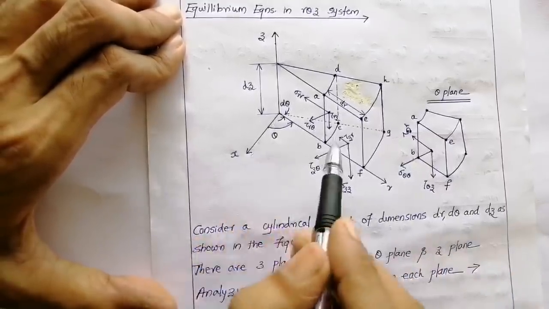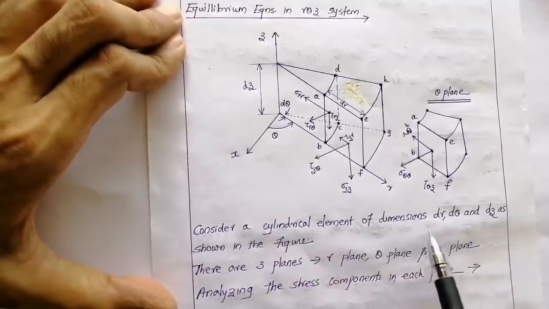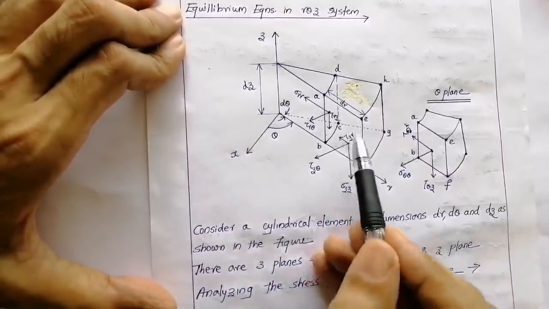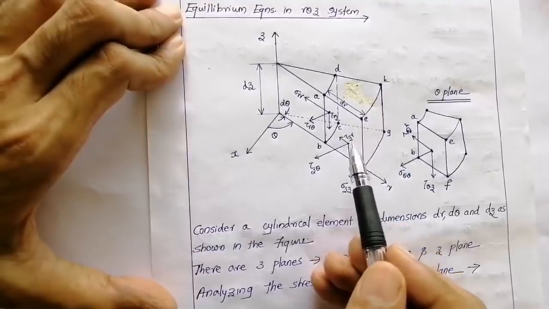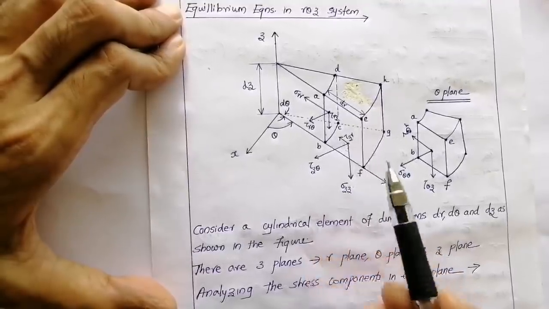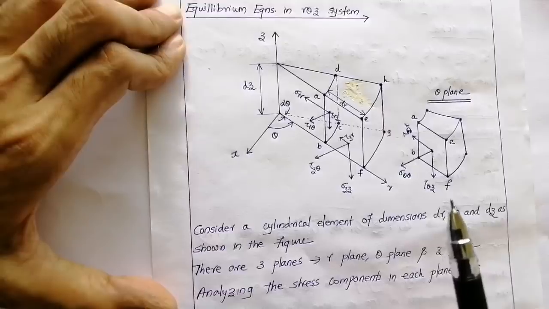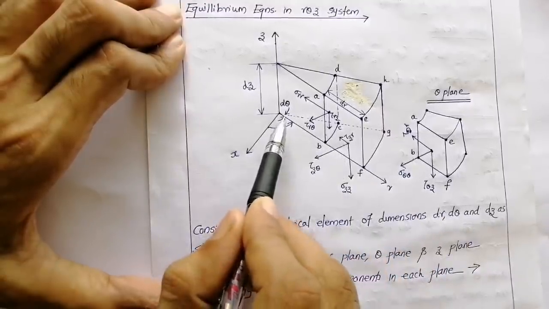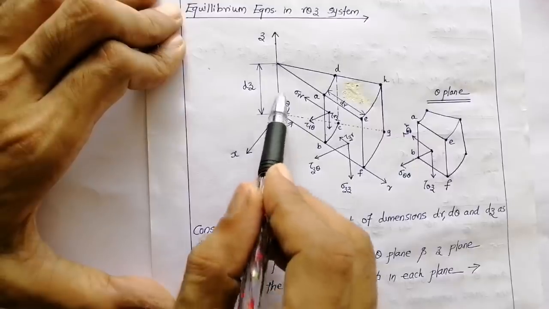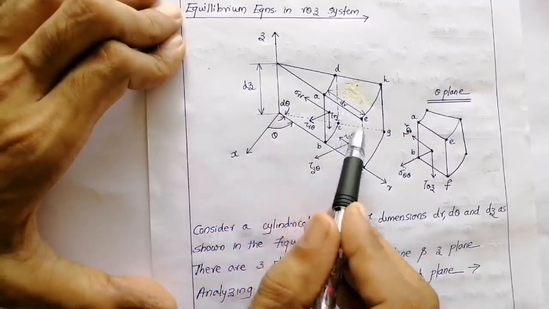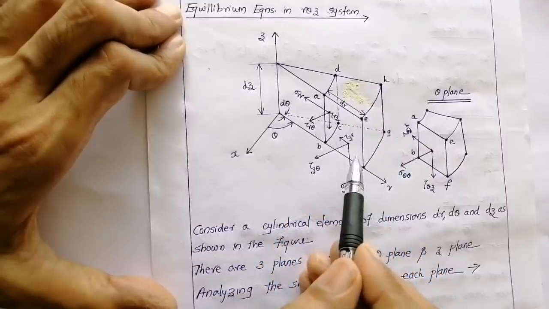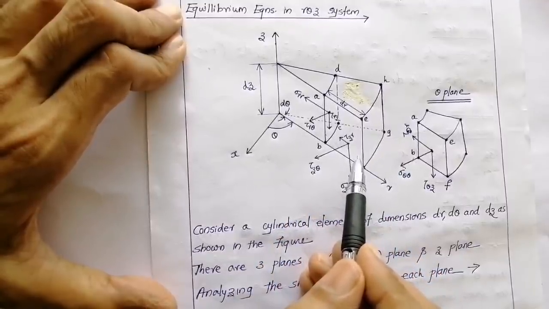Now, let us take a cylindrical element as shown in the figure of dimensions dr, d theta and dz. You can assume, if you just break a mosquito coil, you will get a small element that represents a cylindrical element. This cylindrical element is of angle d theta, height dz and radius dr. Now, this has got three planes. What are the planes? R plane, theta plane and z plane.